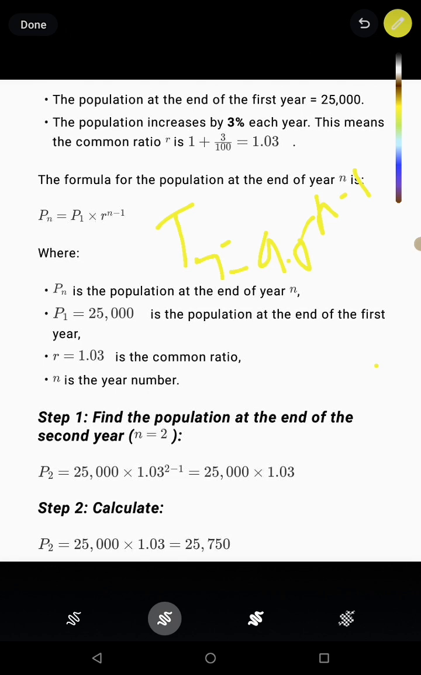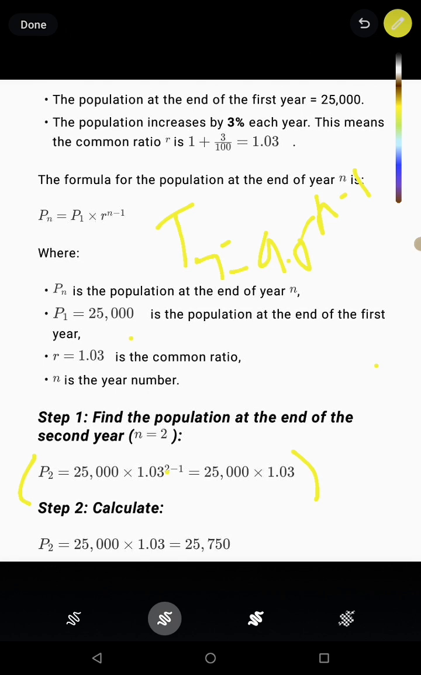The P, that's the first population at the initial state, P1, that's 25,000. What's the common ratio? 1.03. And what's the number of years? 2. So substitute it. We get 25,000 times 1.03 raised to power n minus 1, and our n is 2. That's 2 minus 1, which is 1. So that will be 25,000 times 1.03. With that calculation we get 25,750, and that is the solution. That will be their population at the end of the second year.